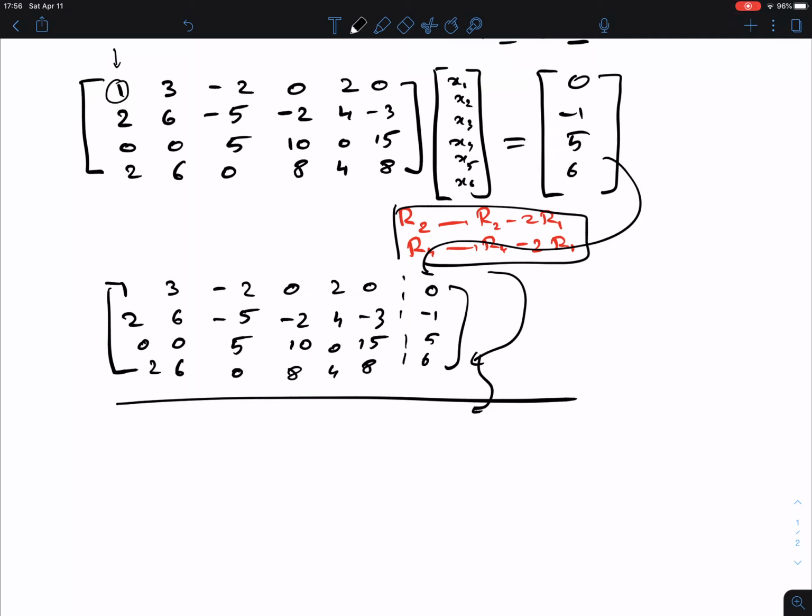So I get 1, 3, -2, 2, 0, 2, and in the augmented column I have 0. So I multiply here with -2 and add up to this one, so that's 0, -2, 0, -4, that's -1, -2, 0 again, and -3. And don't forget also the last column, that gives this. We don't do anything with the next guy.